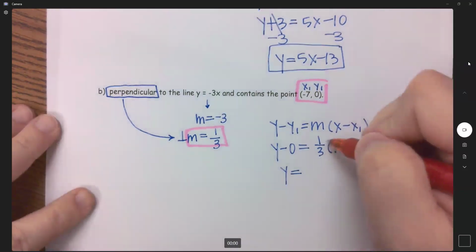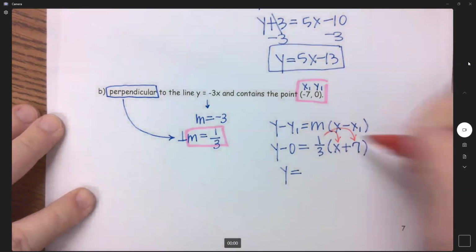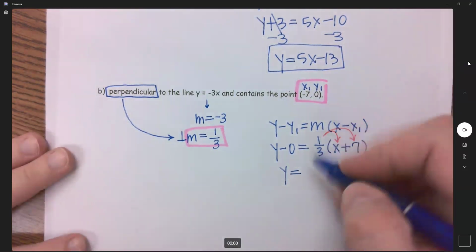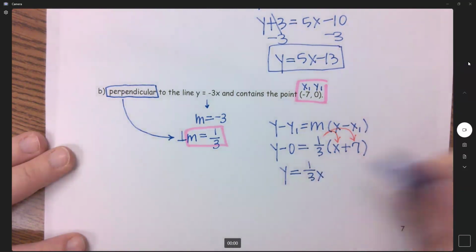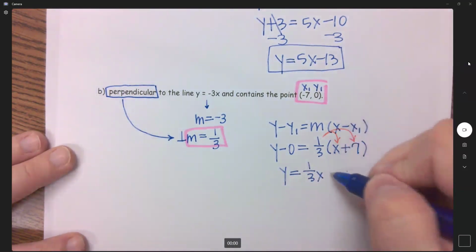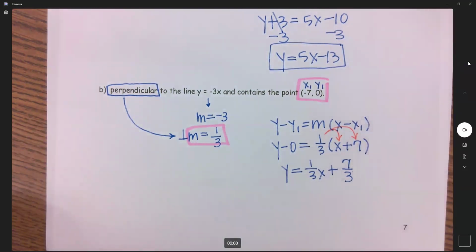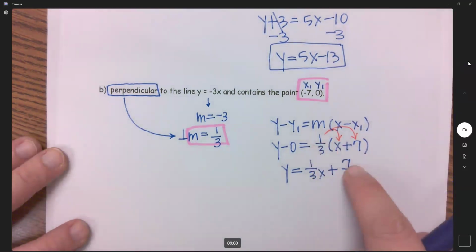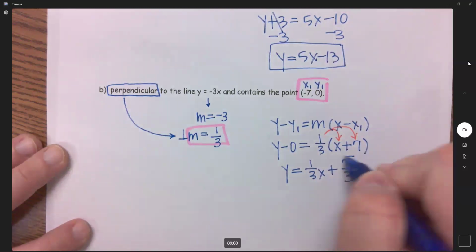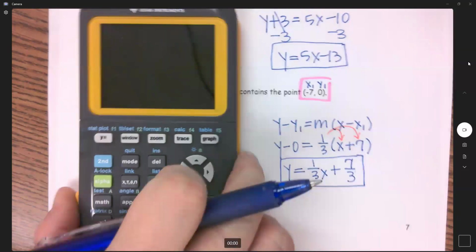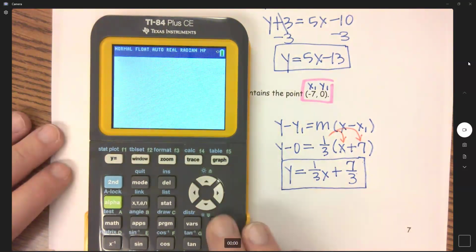So all we need to do here is distribute in this slope. Now I know we don't like fractions in general, but this one's not that bad. 1/3 times x is 1/3 x. And 1/3 times 7 is 7/3. When you multiply fractions, you multiply straight across. So 1 times 7 is 7. 3 times 1 is 3. If you are not comfortable doing that by hand, use your handy dandy calculator.